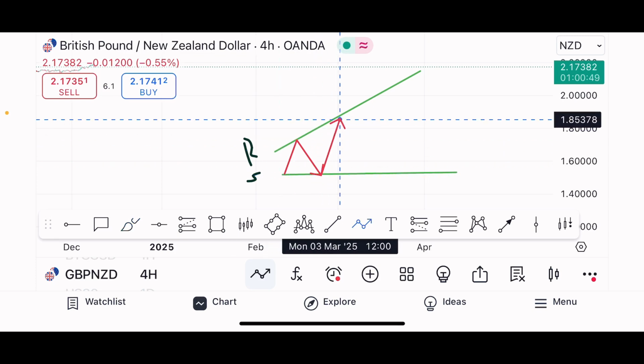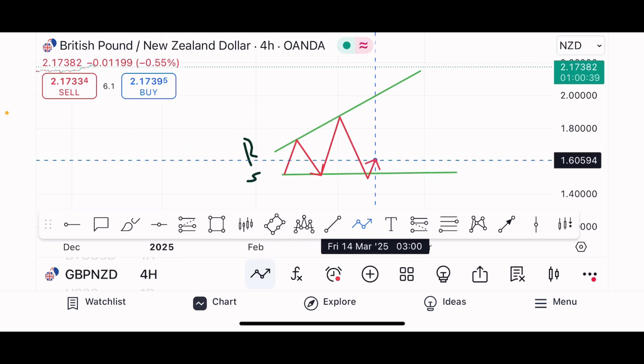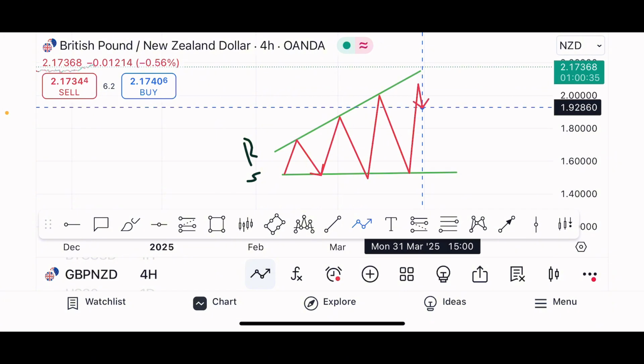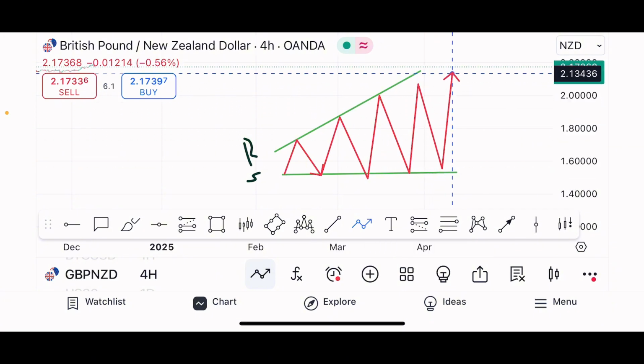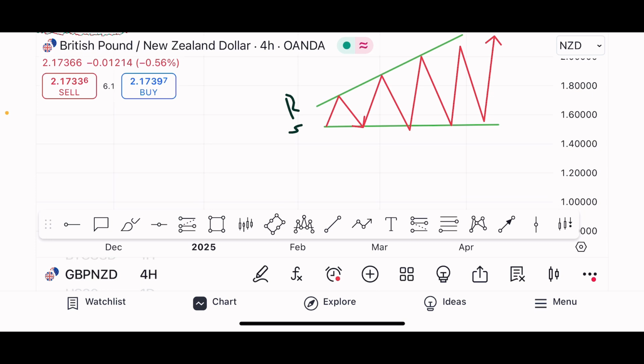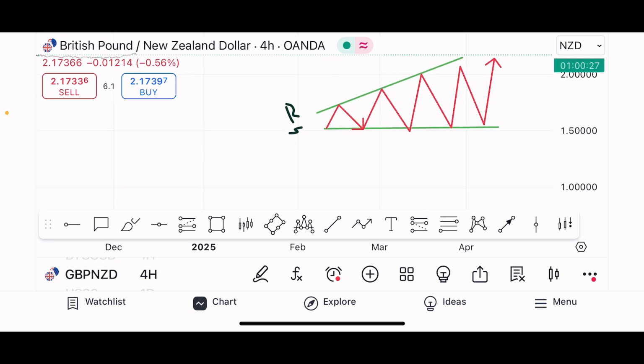As you can see, the second push from the support to the resistance is much bigger than the first push from the support to the resistance, and it will just continue to grow and grow and grow, right? So an expanding channel is very, very profitable, right?